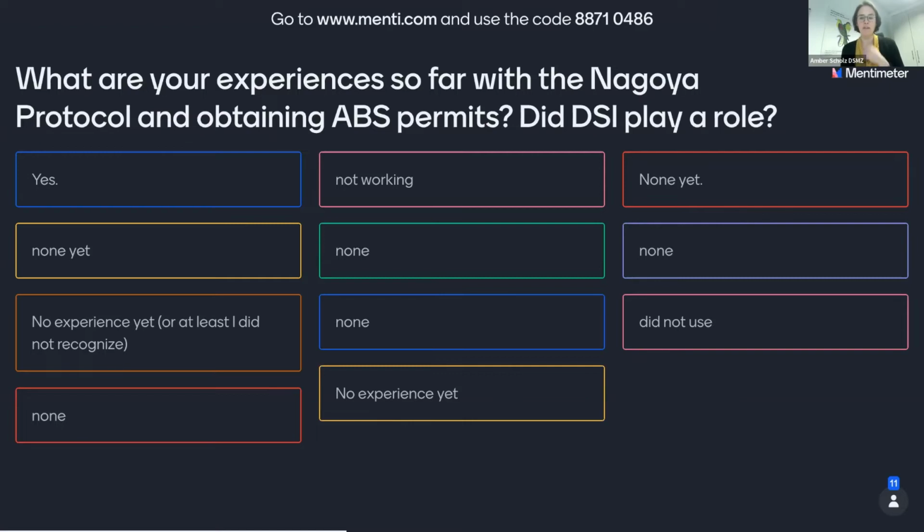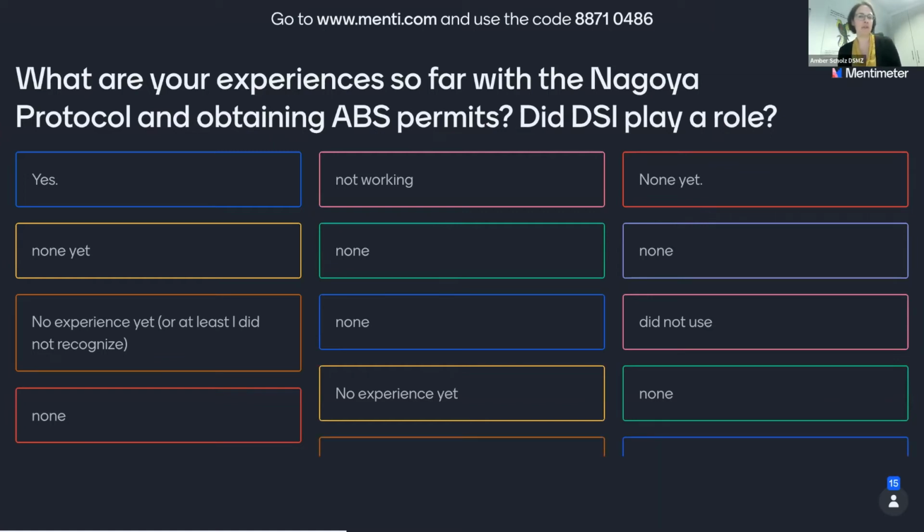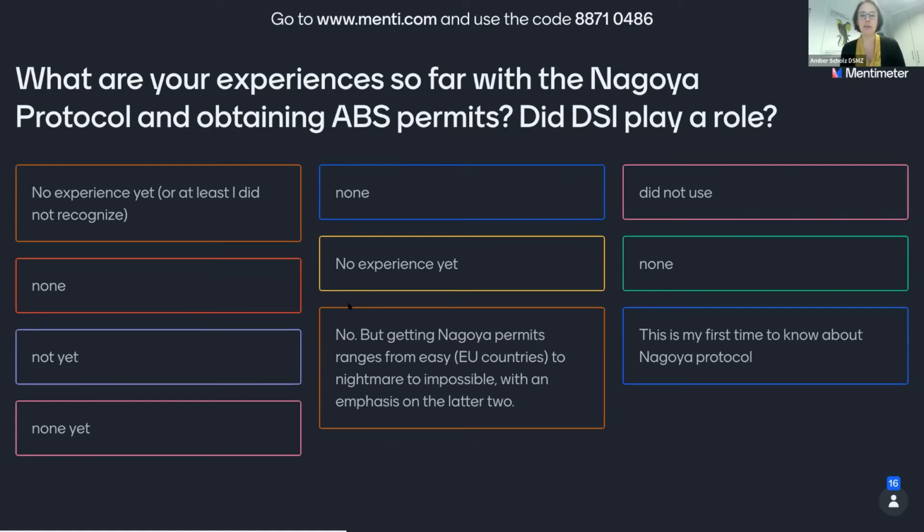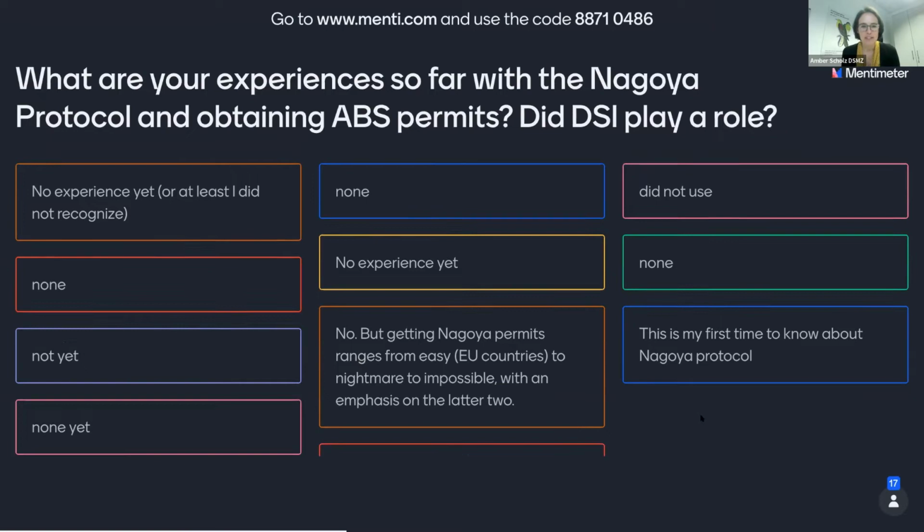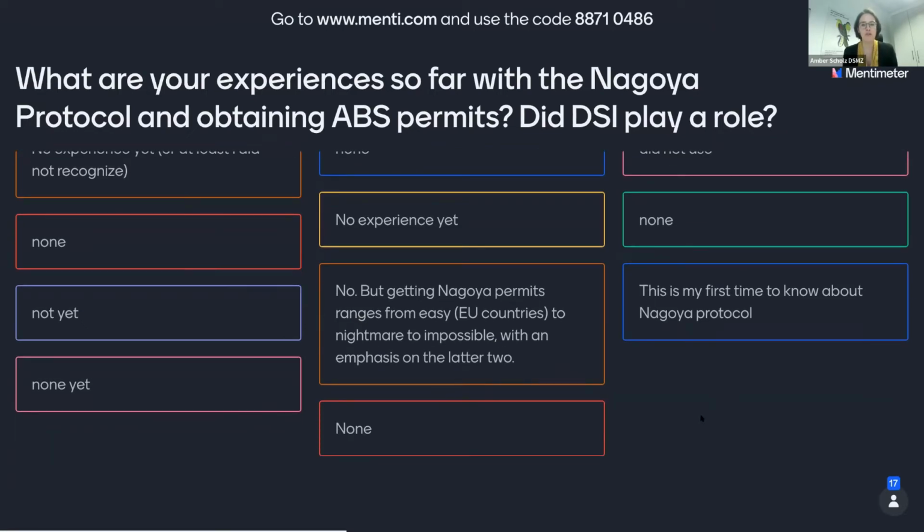All right, we've gotten above the 10-person mark of the 100 participants that we have here today. And has sequence data played a role in any kind of international sampling efforts? Okay, we see people saying they have no experience yet. There's a lot of no's, some easy, some impossible. First time to know about the Nagoya Protocol. All right, that's great that you're here.